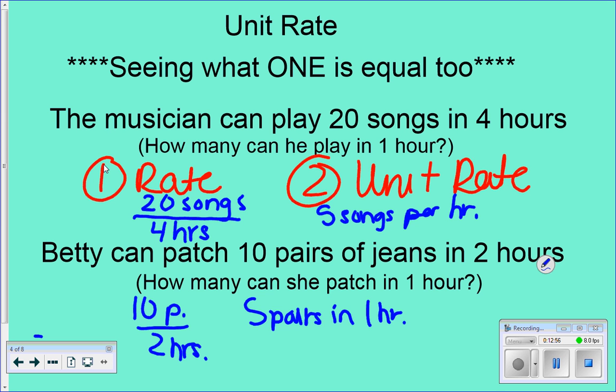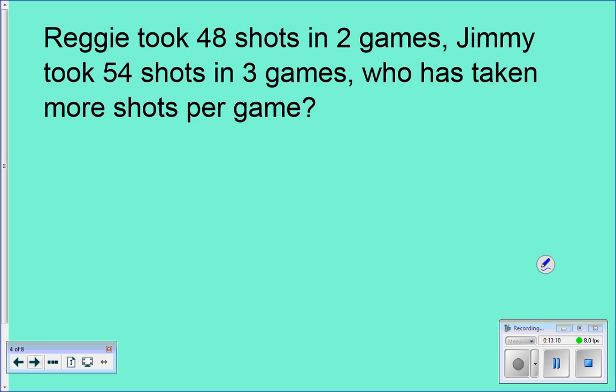What if I go back up here, 5 songs in 1 hour? And what if I asked you, if I had 6 hours, how many songs am I going to play? 30. Okay, do you see how you can use this to figure anything else out? You can always go back to that unit rate to figure things out. All right, so here's another story problem that you might see. Reggie and Jimmy, okay? Reggie took 48 shots in 2 games, and Jimmy took 54 shots in 3 games.